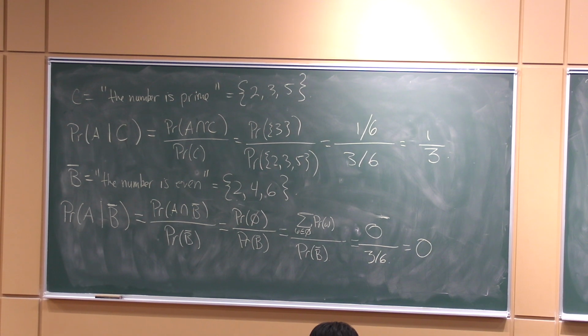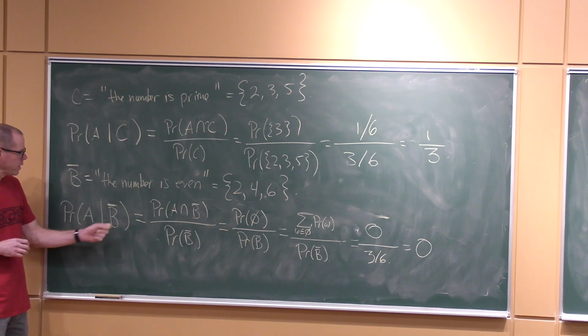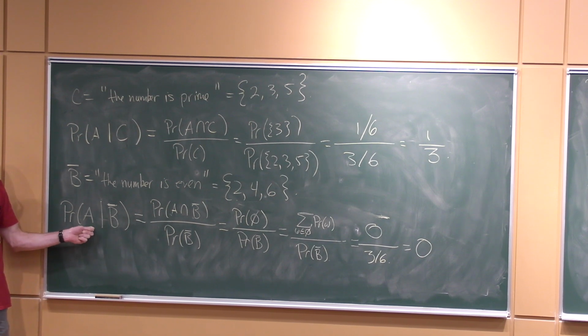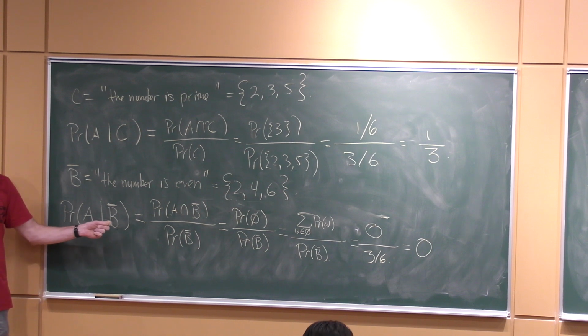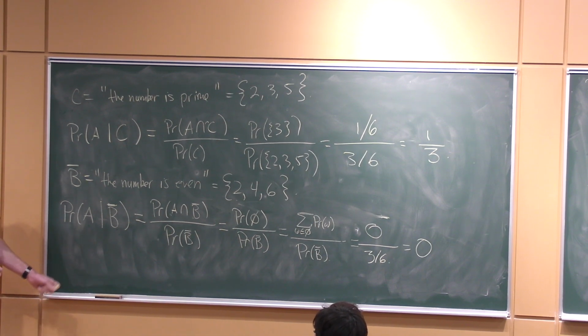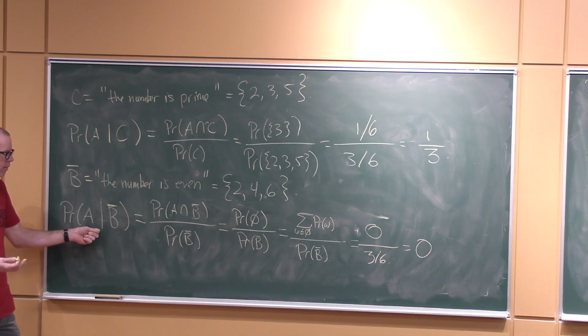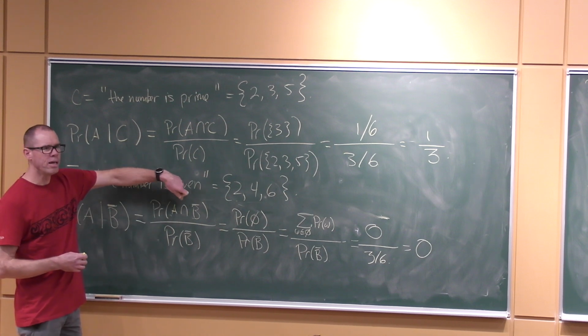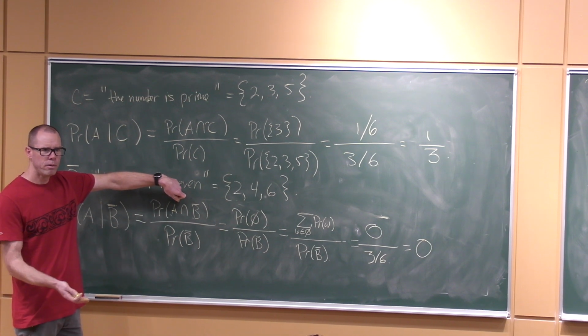So sometimes, like in this example, the events A and B are mutually exclusive, which means that if I tell you B happened, then A cannot have happened. That means this conditional probability will be 0, and that shows up because when you take the intersection of A and B, you get an empty set.